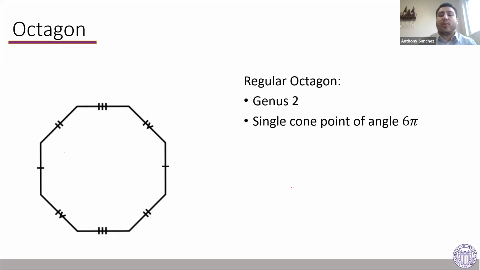A single cone point of angle 6 pi. And what I mean by this is if I'm standing at the single vertex that we have here, and I do the same thing that I did earlier, right? These are all the same point.